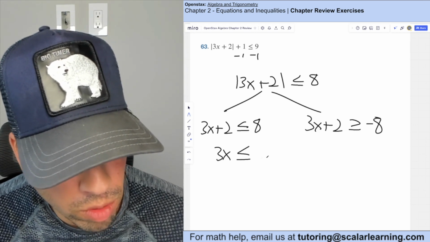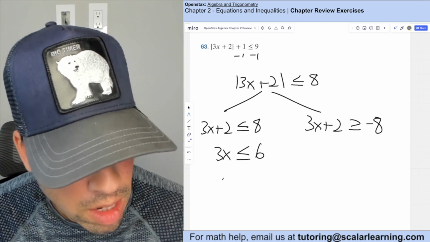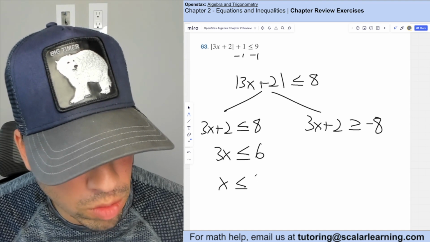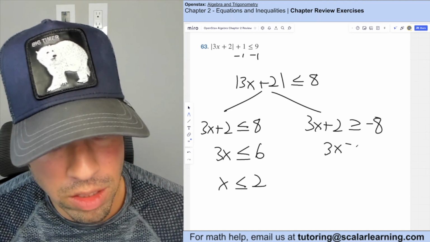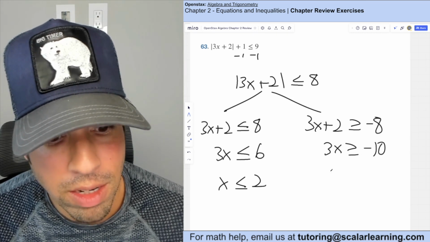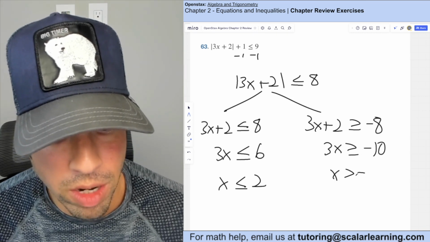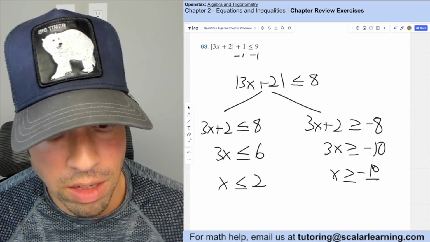Subtract 2 from both sides. 3x is less than or equal to 6. Divide by 3. X is less than or equal to 2. Likewise, I'm going to subtract 2 here. 3x is greater than or equal to negative 10. Divide by 3. X is greater than or equal to negative 10 thirds.